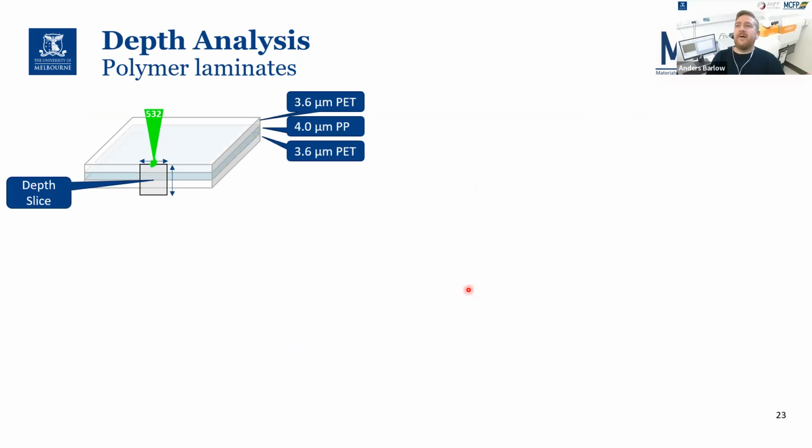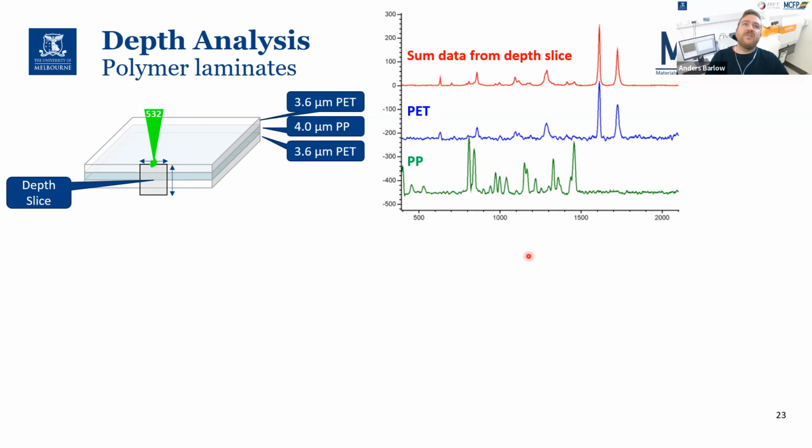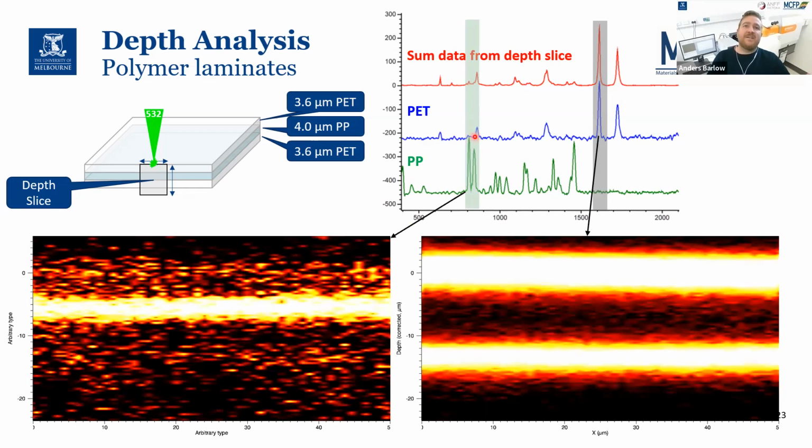And you can do this with multi-layered samples, for example. This is another little test experiment where I have two different polymers, but stacked with 3 layers. So I have 2 layers of PET sandwiching a layer of polypropylene in the middle, and they're both about 4 microns each, stacked as a laminate, and we're doing a depth slice through here. These are our different spectra. We have the PET and the polypropylene, and this is then the sum data from the slice. And we can plot these particular distinct peaks here and see how they vary with depth.